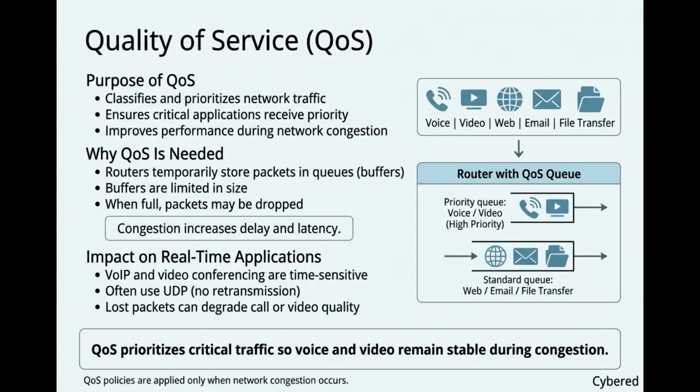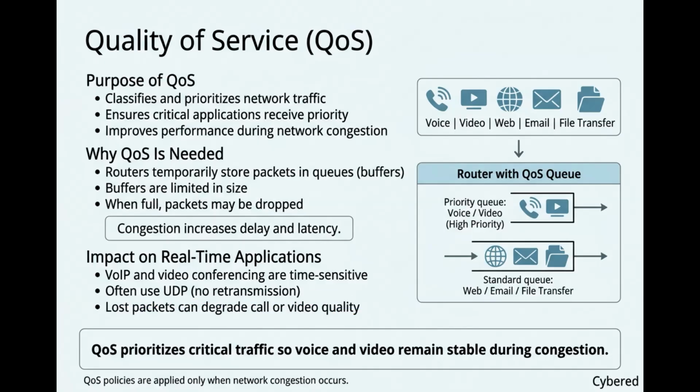This is particularly problematic for real-time applications such as voice over IP and video conferencing. These applications often use UDP, which is faster and creates less overhead than TCP. However, UDP is connectionless and does not guarantee packet delivery, meaning packets lost during congestion are not retransmitted.